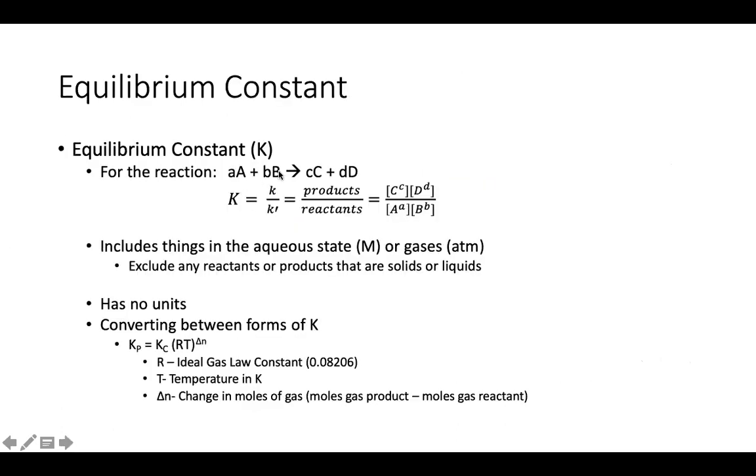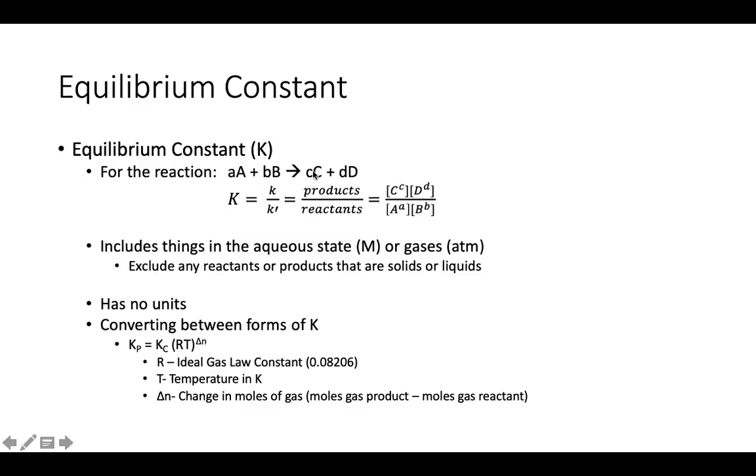Okay, so how do we calculate this? Our equilibrium constant, K, is a ratio of our forward rate constant, k, divided by a reverse rate constant, k tick, which is equal in general to products over reactants, right? So if you're just generally trying to look at our equilibrium constant, in general, it's products over reactants. And if you actually want to calculate it, it's going to be the concentration of our products raised to their respective coefficient, right?